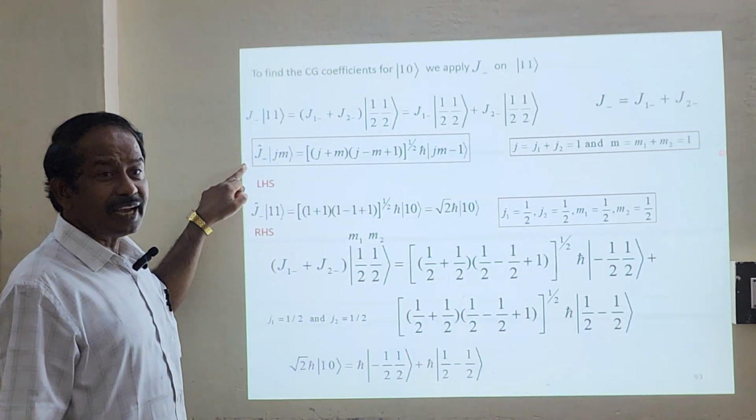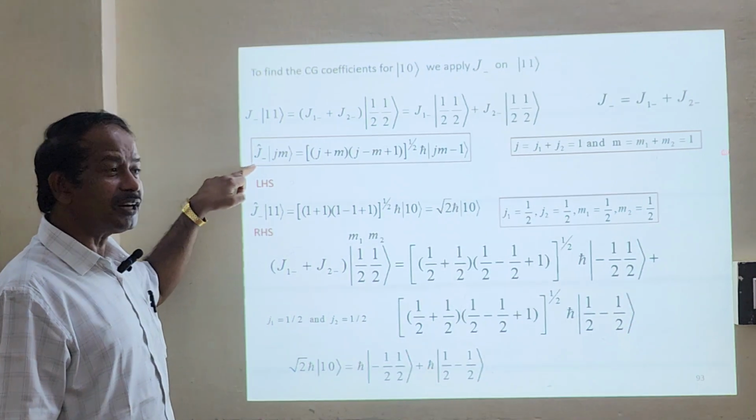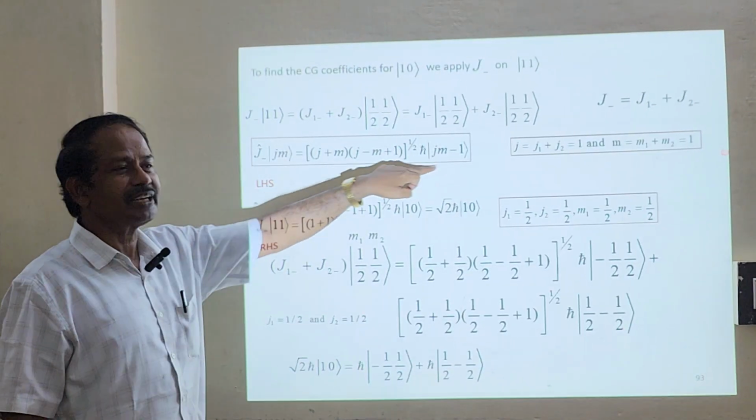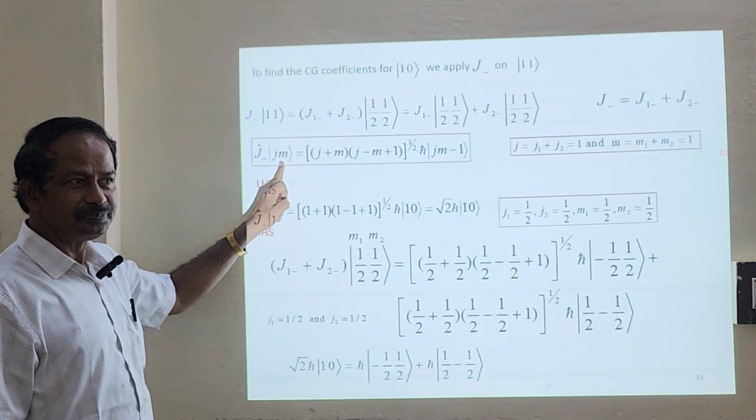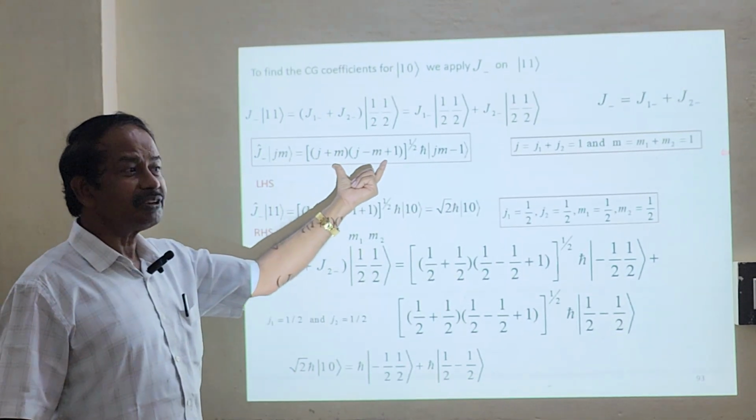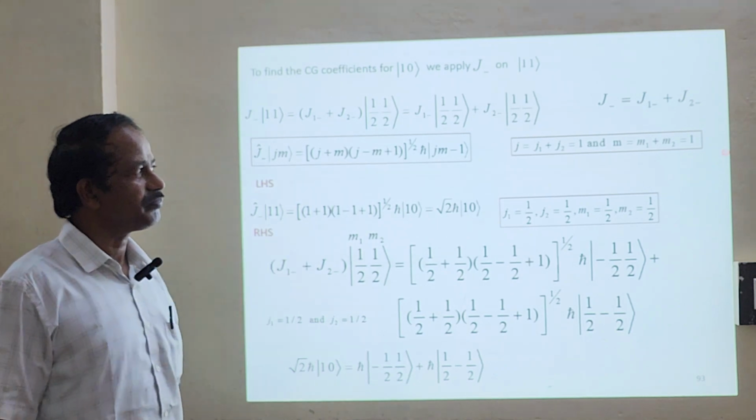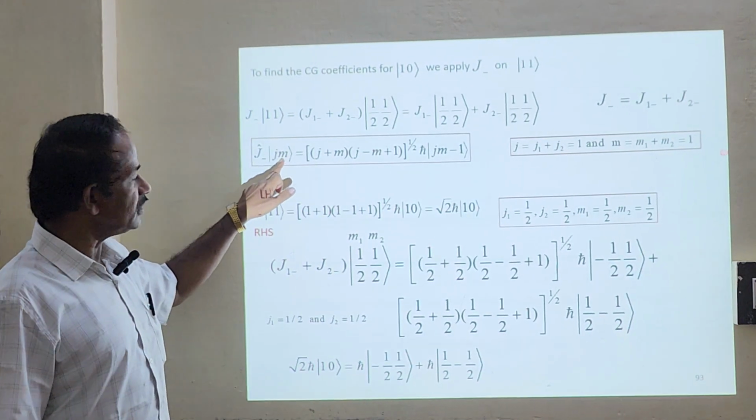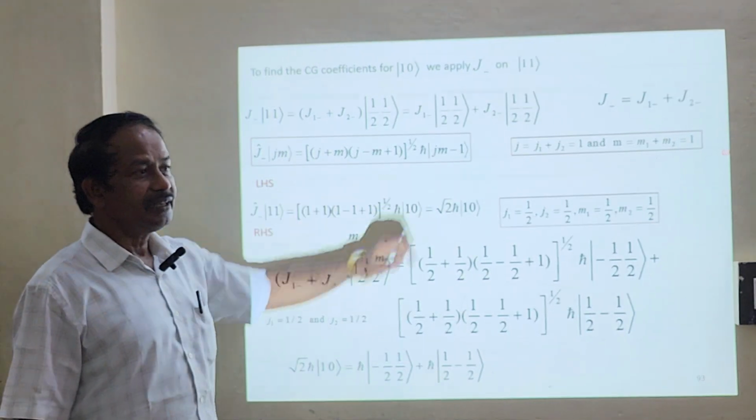Now again use the eigenvalue equation for the lowering operator. This is your eigenvalue equation, so m goes to m minus 1, and this will be your eigenvalue for J minus. See, look at this equation. Here it is m minus 1.